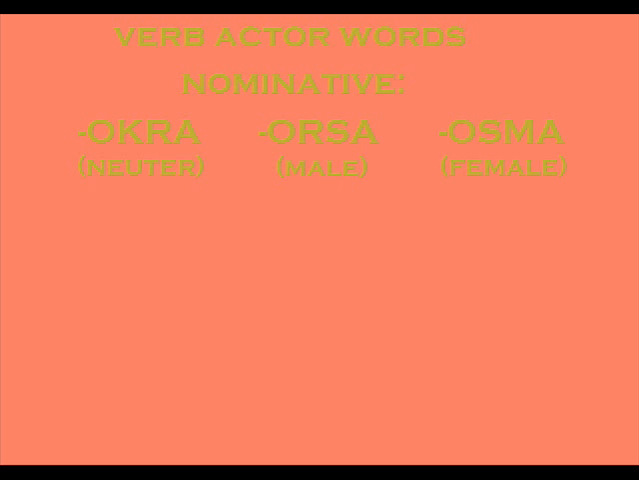For example, taking the verb torkoi, to lead, we have torkokra, leader, without any specific gender connotations, torkorsa, male leader, and torkosma, female leader. You may remember from the second conversation video, tevanokra, student or learner, and uframokra, teacher. These are actor words derived from tevanoi, to learn, and uframoi, to teach, respectively.